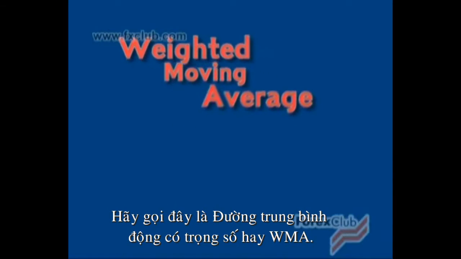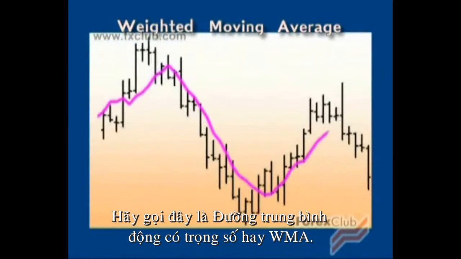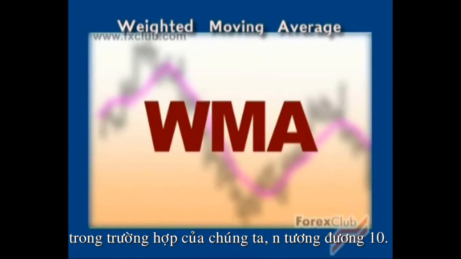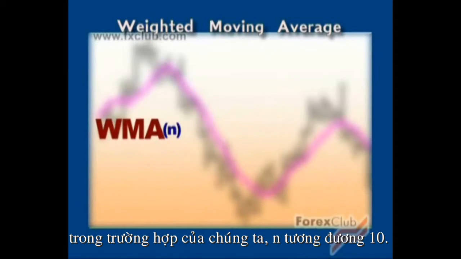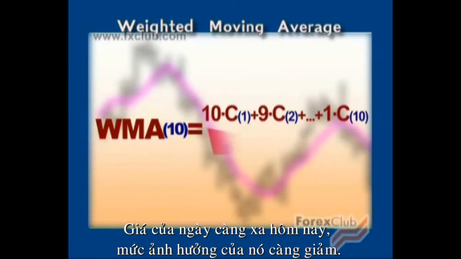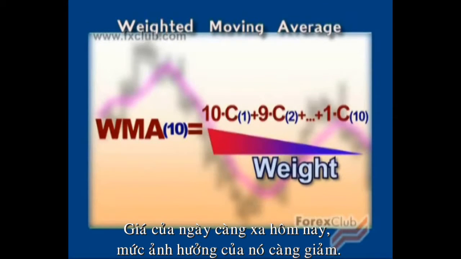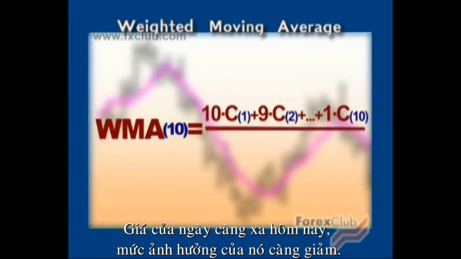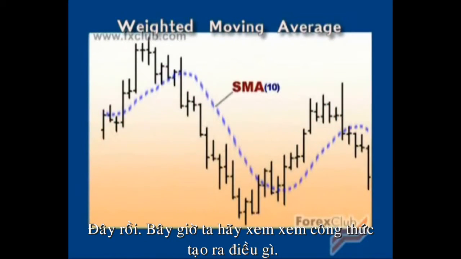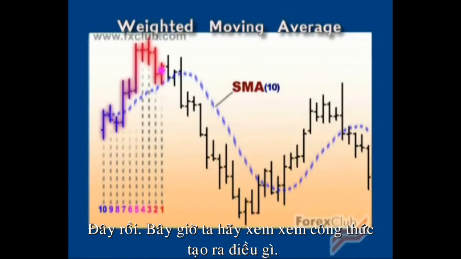Let's call this a weighted moving average, or WMA. Naturally, it incorporates the variable of n, and in our case, n equals 10. So what do we do? To start with, we change the factors in our formula to 10, 9, 8, 7 and so on down to 1. The further the price is from today, the less weight it has. We add the finishing touches to this formula by dividing it by the sum of weighting factors. That's it. Now let's see what the formula generates.